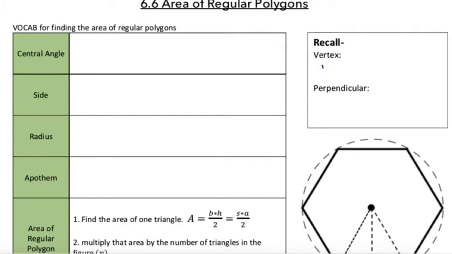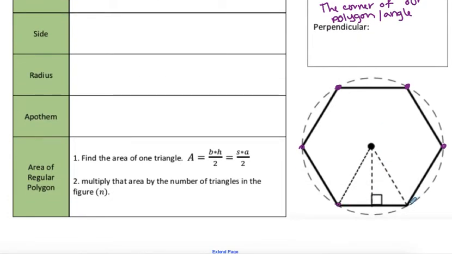Again, a vertex is the corner of our polygon. So here's a vertex, here's a vertex, here's a vertex, here's a vertex, okay? And it could be the corner of an angle too. So if I was looking at this vertex, we would consider this the vertex of an angle measurement here.